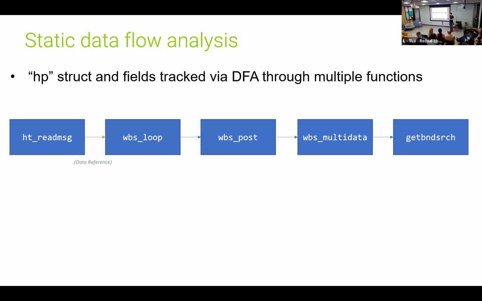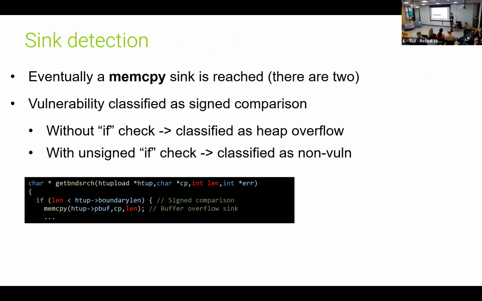Again, adjusting for time, this went on for a few functions. It's also important to note that one of these flows was a data reference. It wasn't trying to move something, it just referenced the struct. So we have to take that into consideration as well. And eventually, it reached this function, get bound search. And like I said, it reached the len argument.